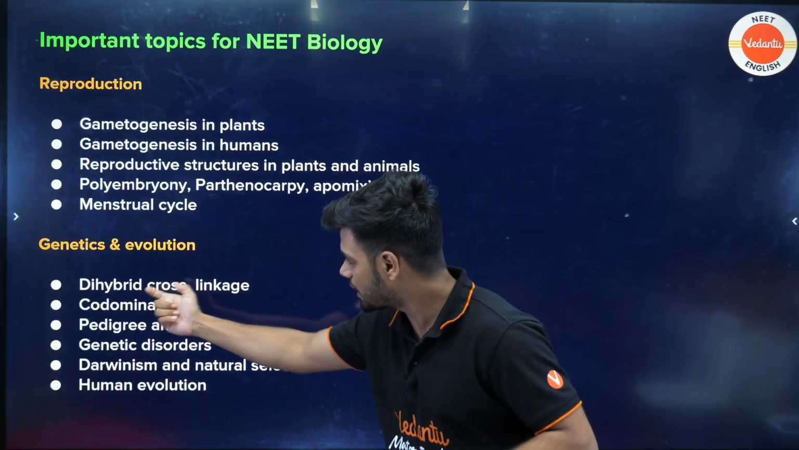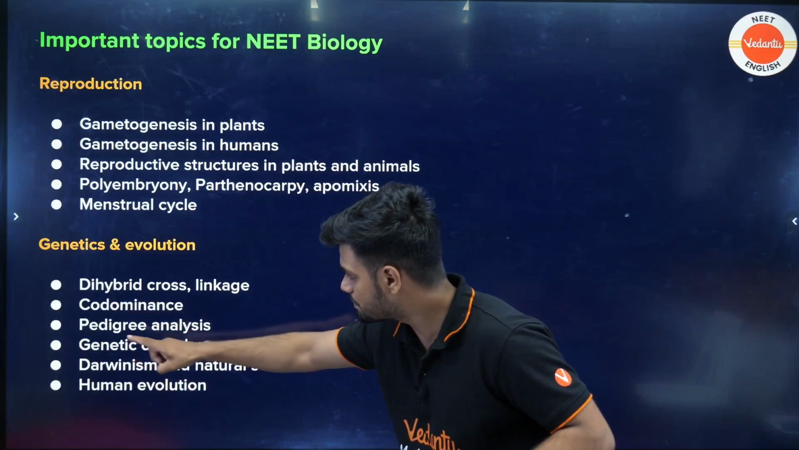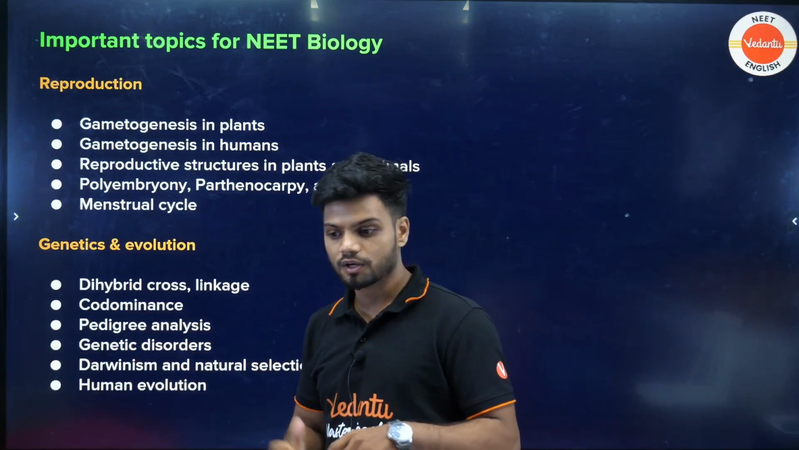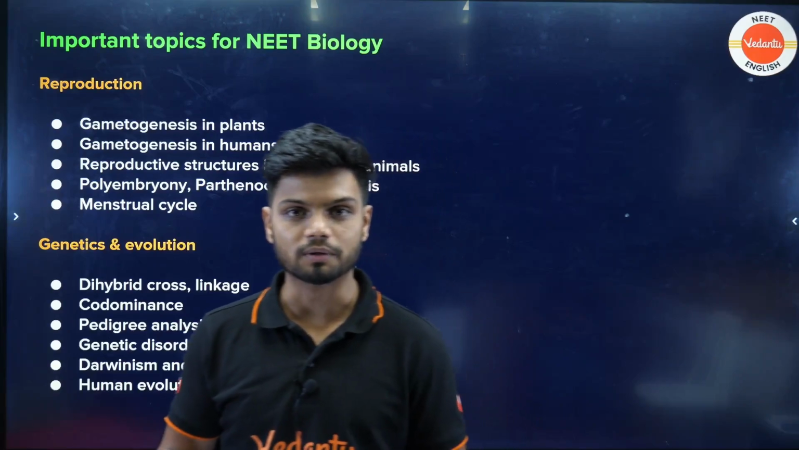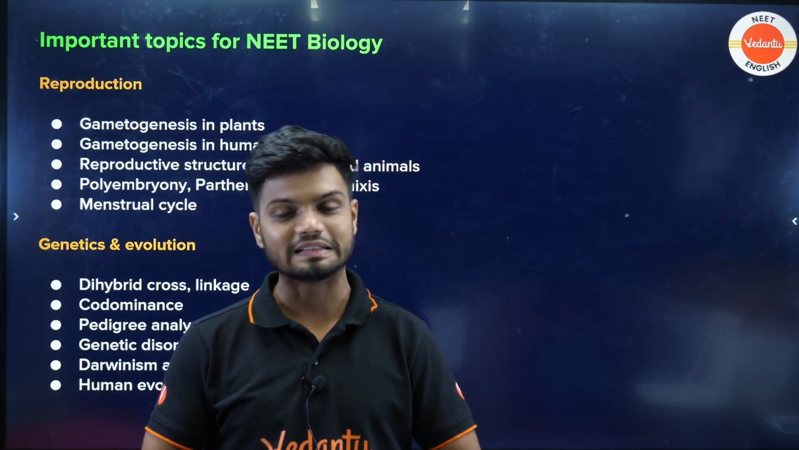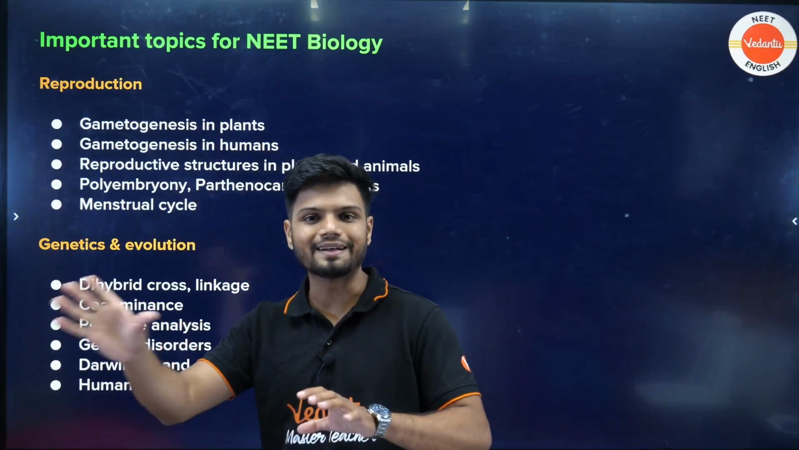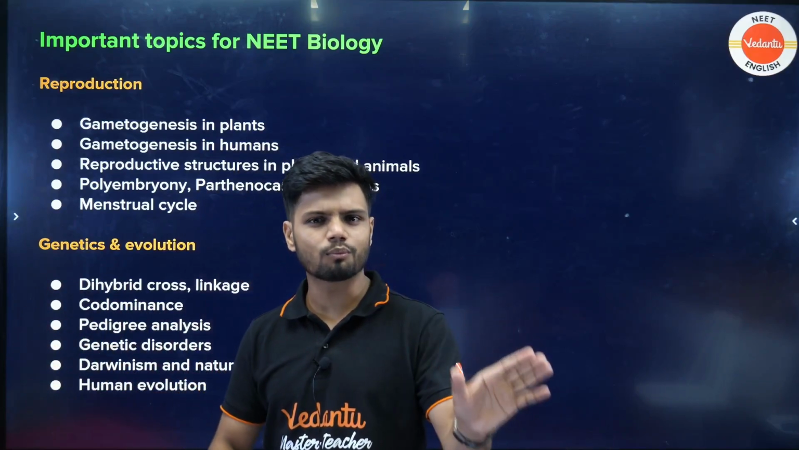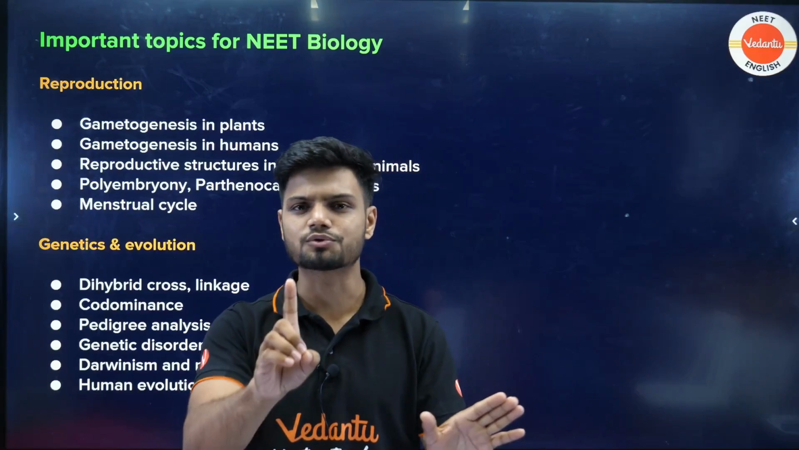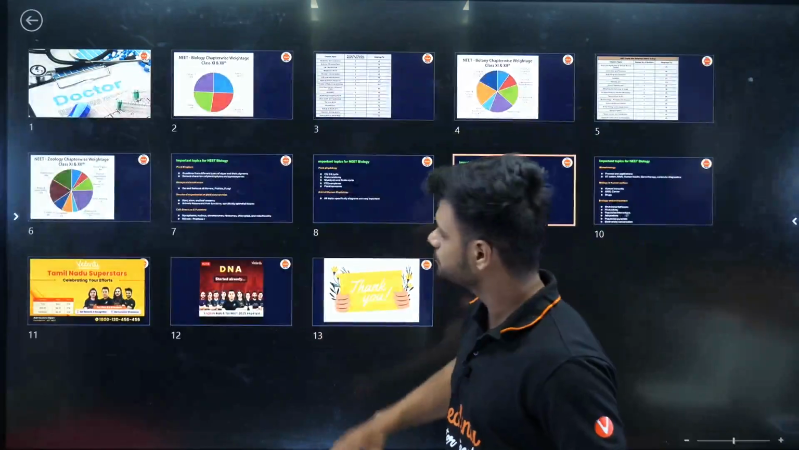Then genetics: dihybrid, monohybrid cross, codominance, pedigree analysis and genetic disorders. Do you know, if you look at the past 5-year papers, one question has been repeated from your disorders. It could be Mendelian or chromosomal. Mostly chromosomal has been repeated, especially Down syndrome. Then we have human evolution.